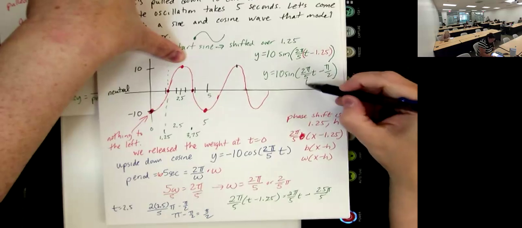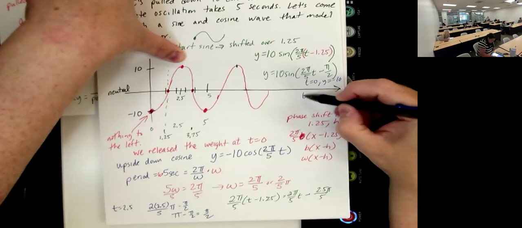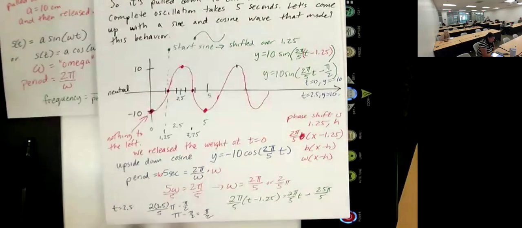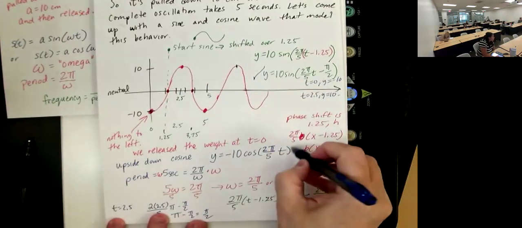So at t equals 0, we got y equals negative 10. And at t equals 2.5, we got y equals positive 10. That looks like that's a valid equation. And we already did the cosine down here.